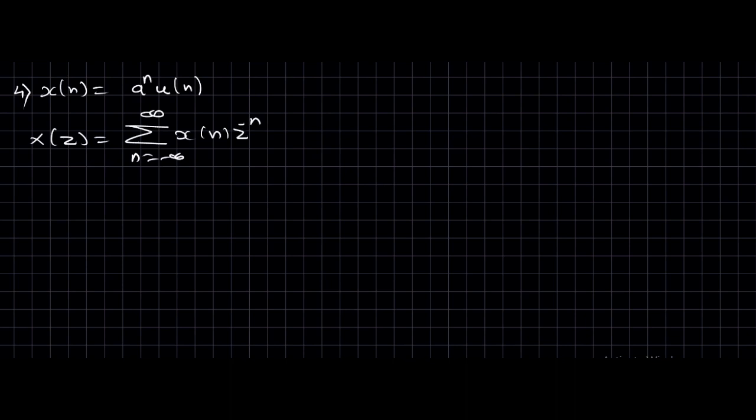So let us substitute. For the given summation range, x of n is a raised to n u of n. Now here u of n is present. So this is the u of n, the unit discrete unit step sequence.